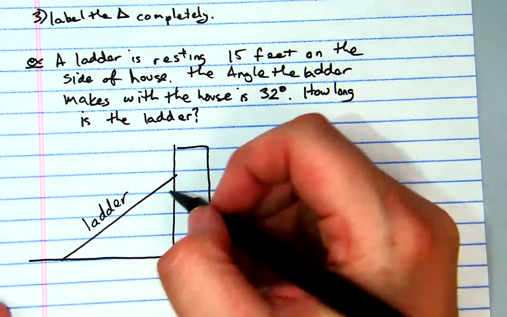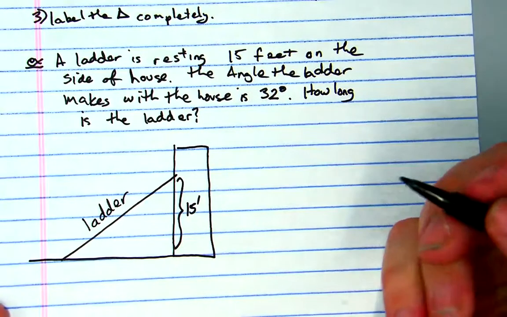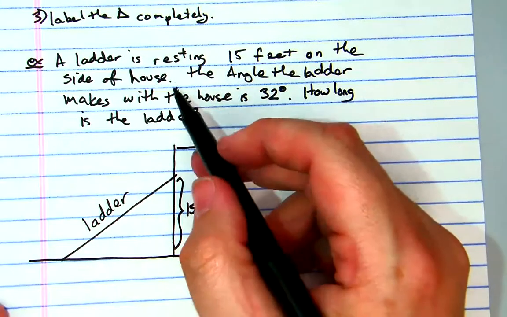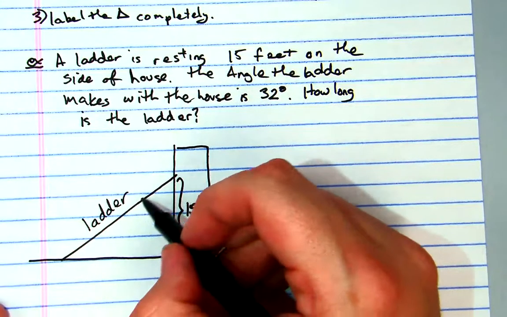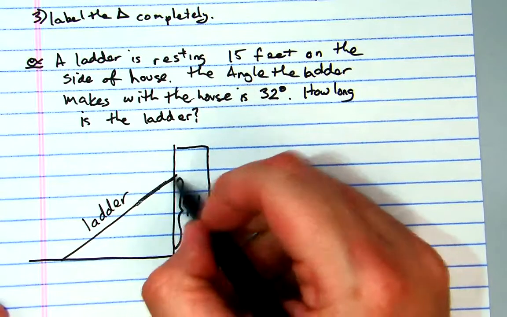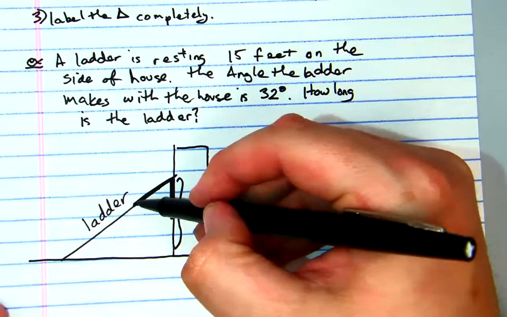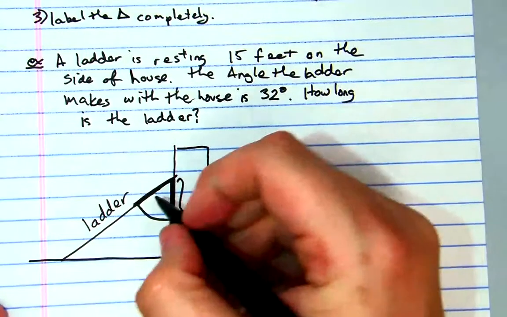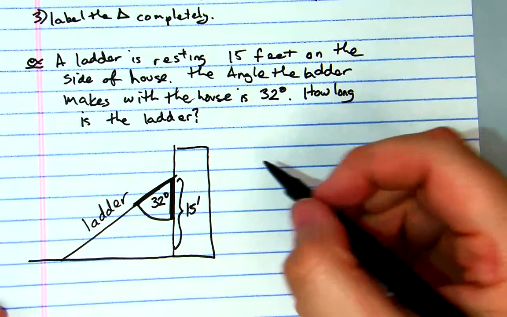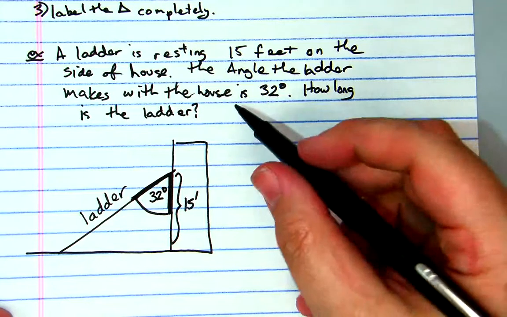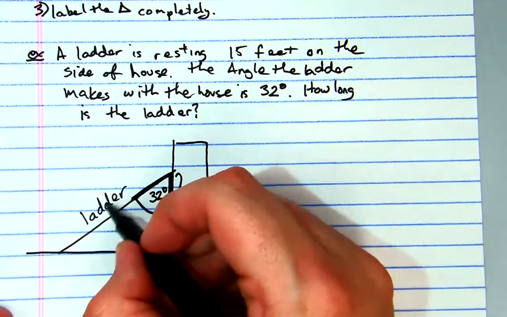Now what do we know? We know this distance is 15 feet. We know the angle that's made with the ladder and the house. So we have the ladder, which is right here, and the house, which is right here. So we're talking about this angle right here is 32 degrees. And it says, how long is the ladder? So I need the ladder length.